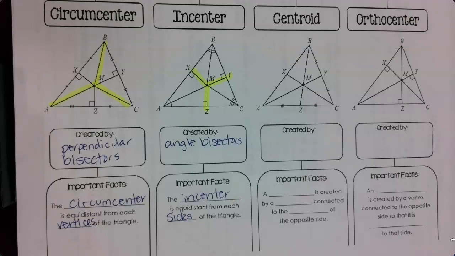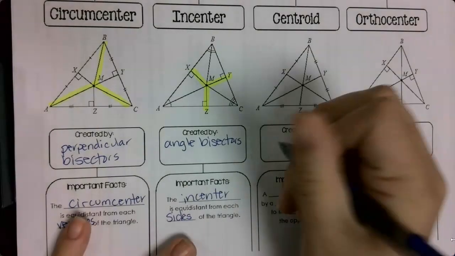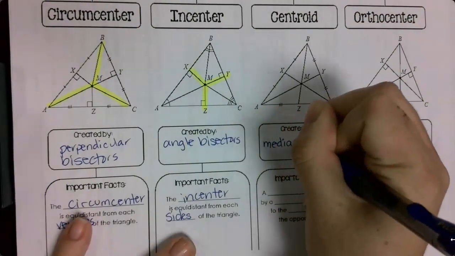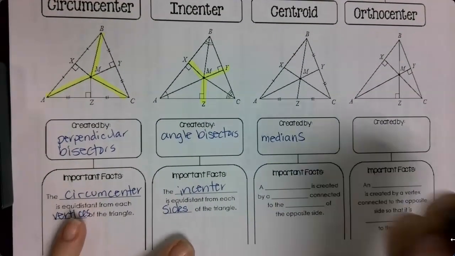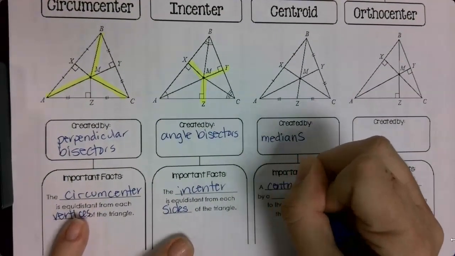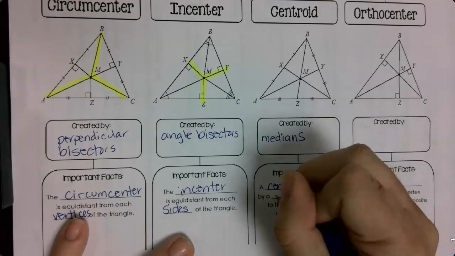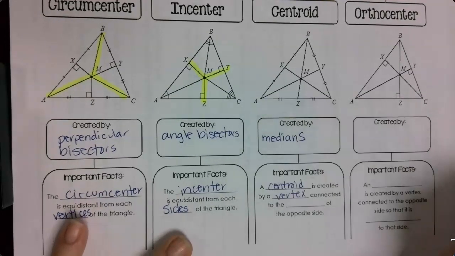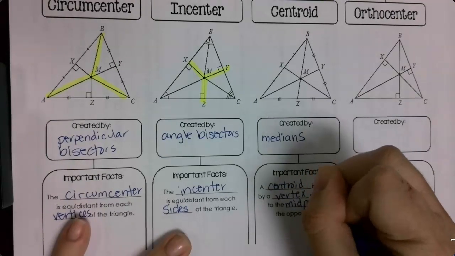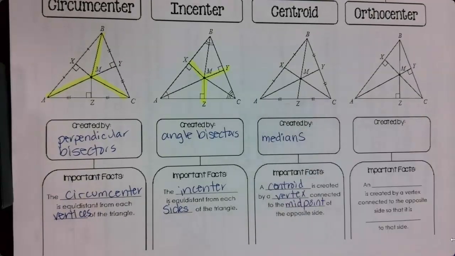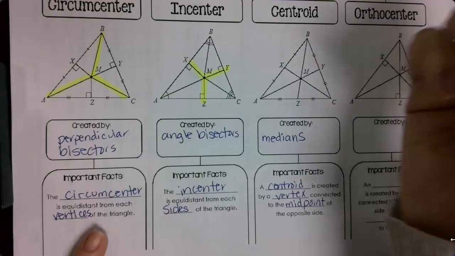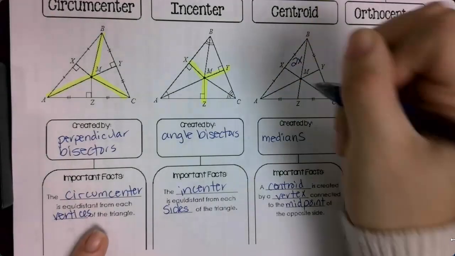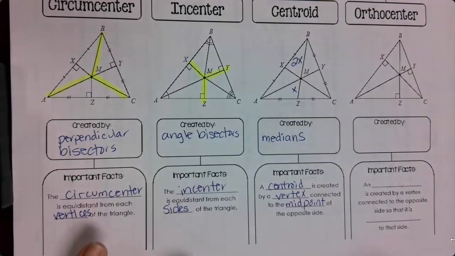Then I have my centroid. This is created by medians. This is the one we talked about today. So a centroid is created by a vertex connected to the midpoint of the opposite sides. So on this one, instead of highlighting, I'm going to note that BM is twice as long as MZ. So the longer part is 2 times as long as the shorter part.